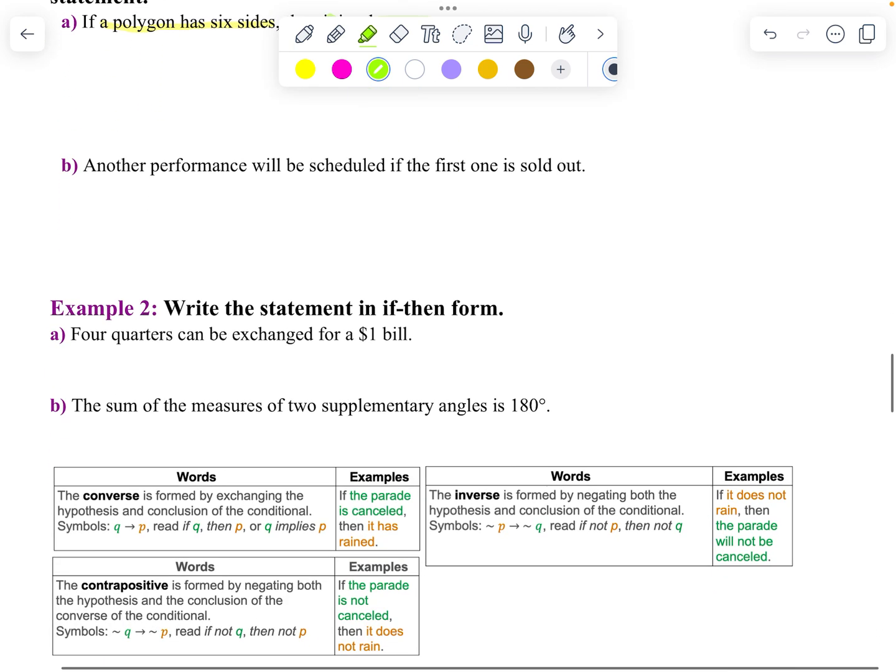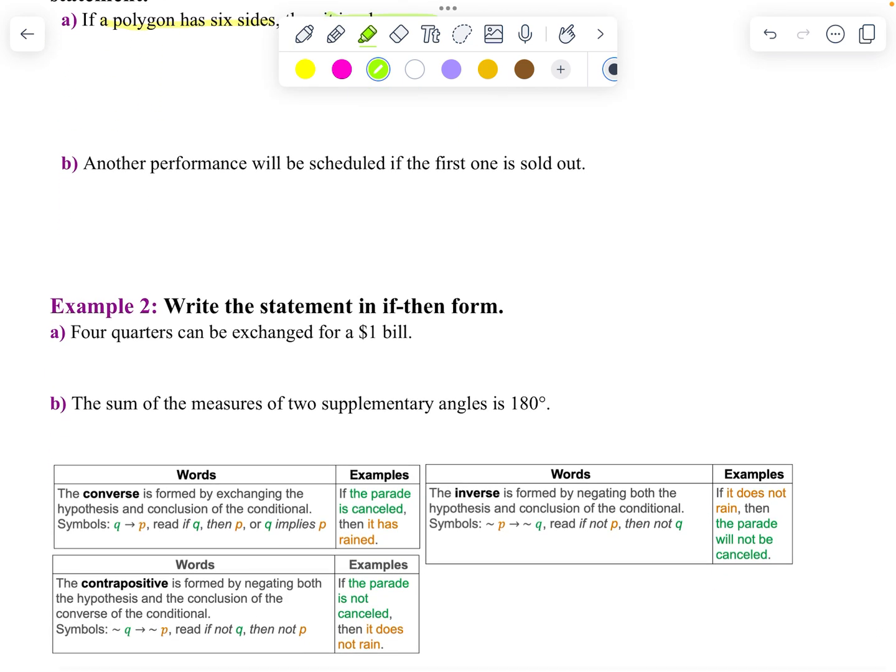Now on letter B, another performance will be scheduled if the first one is sold out. So notice my hypothesis is written second. The first one has to be sold out. My conclusion is another performance will be scheduled. Notice I didn't have the word then in there, but we could have just as well.